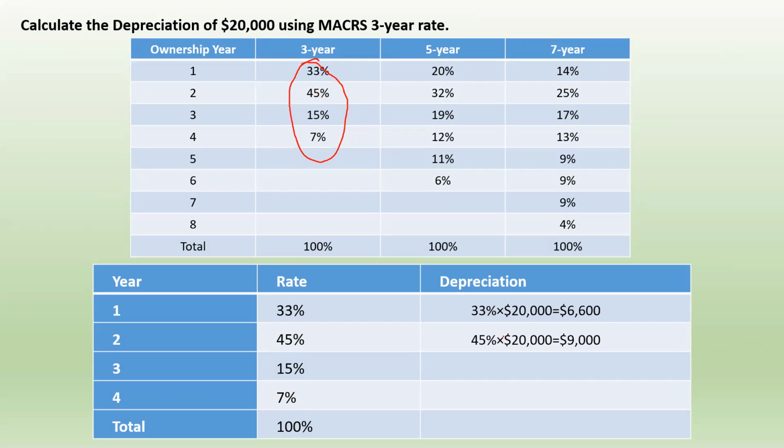So the depreciation is 45% of this 20,000 US dollars, which is 9,000. Third year is 15% of this 20,000. So the depreciation is 3,000. And the last year, the depreciation is 1,400. Add it up, it will be 20,000 US dollars, which is the capital expenditure.